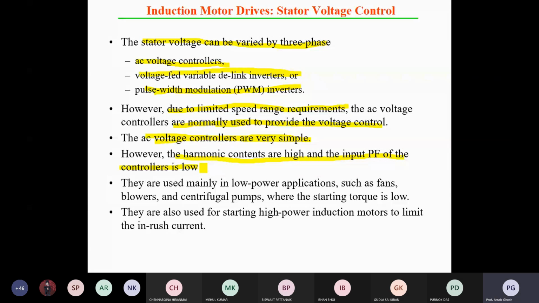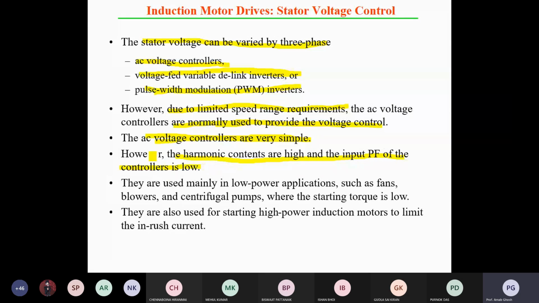They are used mainly in low power applications such as fans, blowers, and centrifugal pumps, where the starting torque is low. They are also used for starting high power induction motors to limit the inrush current. In the case of an induction motor, you know the starting current is high, and a lot of even harmonics also enter the system. So how to mitigate those harmonics is another study that you can follow.